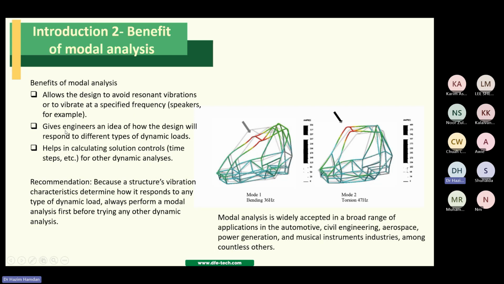For example, it helps in calculating the solution control, for example the time step for other dynamic analysis. Basically, we will perform a modal analysis before we continue with the other dynamic analysis. Modal analysis can be performed in a wide range of applications such as automotive, civil engineering, aerospace, power generation, musical instruments, and so on.